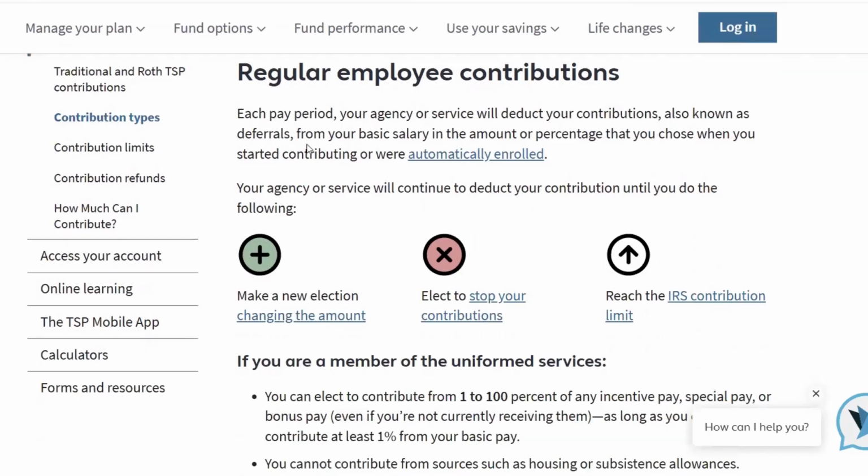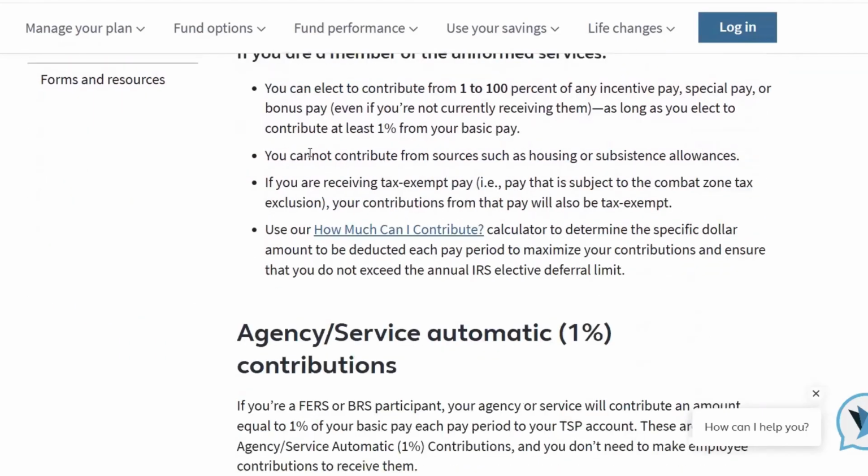So let's jump into it here. I'm going to share my screen. We're going to talk about contribution types. Of course, every pay period, an employee is allowed to contribute a certain amount into their TSP, or they cannot contribute at all. I mean, they don't have to, but it's probably a good idea. And that's what we're going to talk about today. What does that look like?